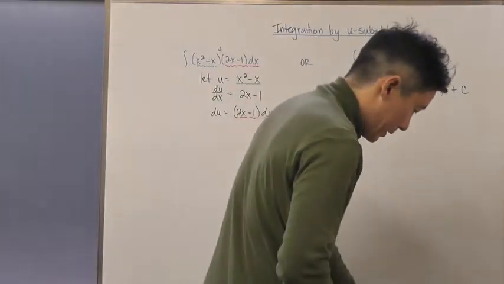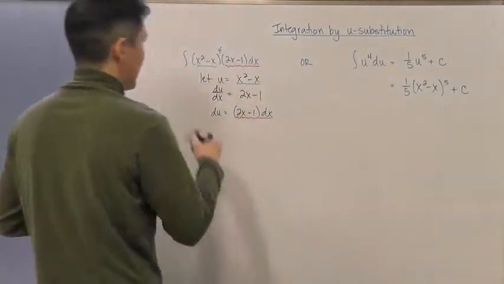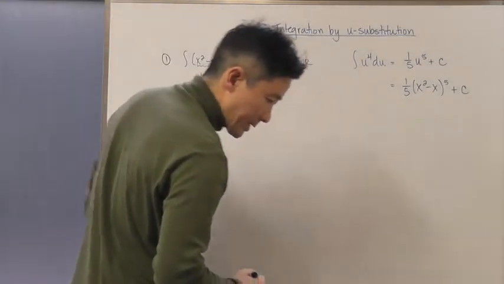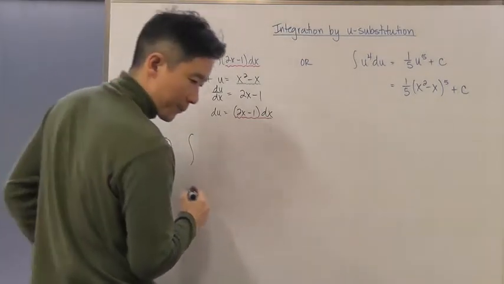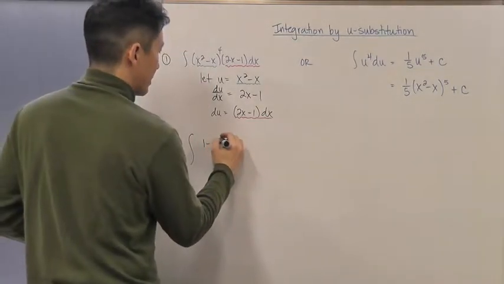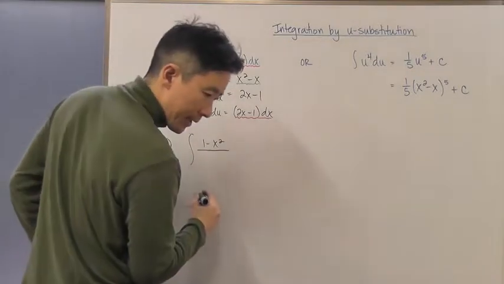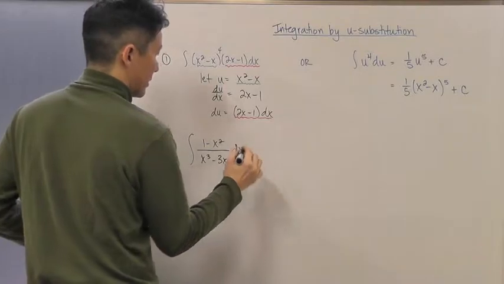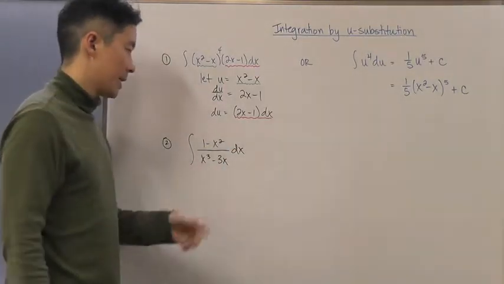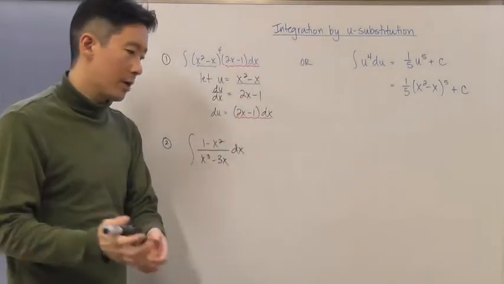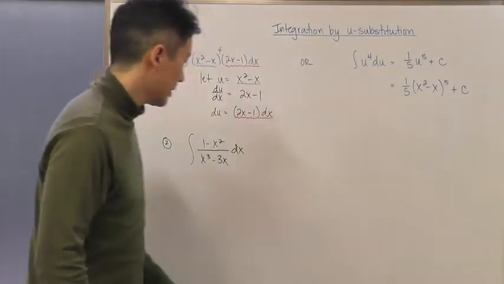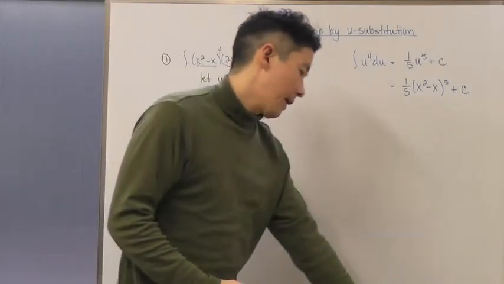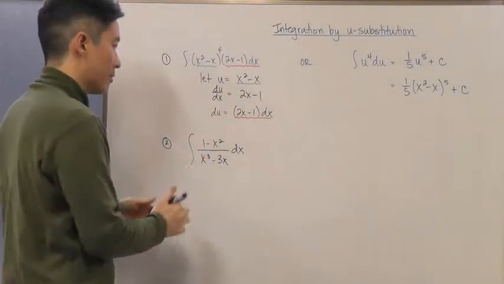Let's go ahead and take a look at another example here. Let's say that this is example 1. Let's go ahead and take a look at example 2. Example 2 says we have an integral of 1 minus x squared divided by x cubed minus 3x d of x. Okay, now notice in this case, of course, we have to try to look for the composition of functions. And in addition to that, we have to think, if we let u be equal to something, will that derivative be in the integral itself?